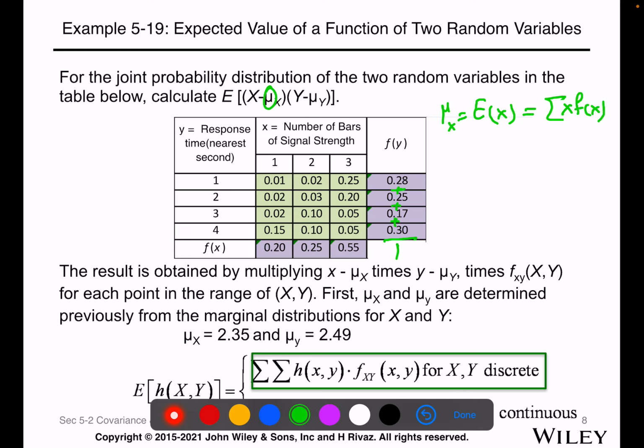We did this before, so I will do it quickly here again. That means 1 times 0.2, plus 2 times 0.25, plus 3 times 0.55. And if you add up these three terms, you will get 2.35. So that's your mean of x. Mean of y is computed similarly, and you get 2.49.